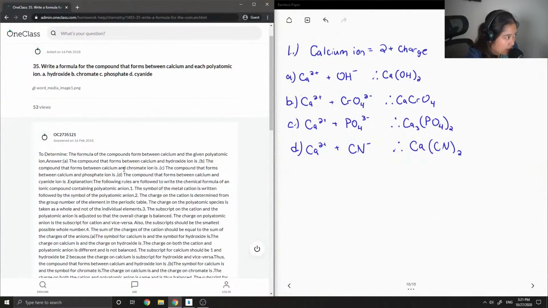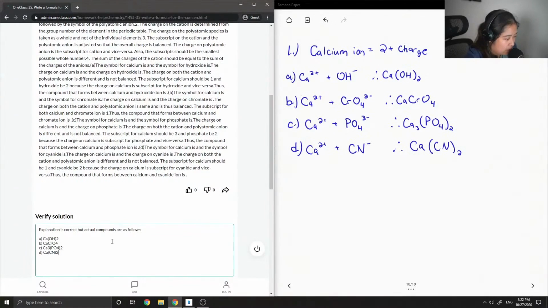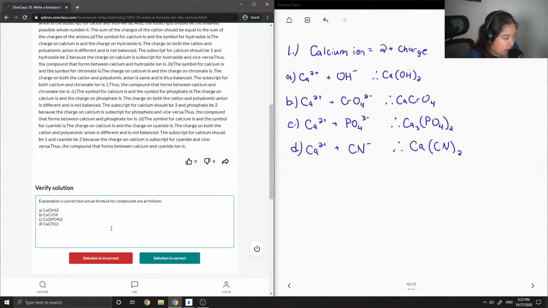Because the question asks to write a formula for the compound, but this person just kind of explained how to do it. So even though the explanation is correct, they didn't really answer the question. So I'm just going to say that the explanation is correct, but the actual formula for the compounds are as follows. And then I just gave the answers.